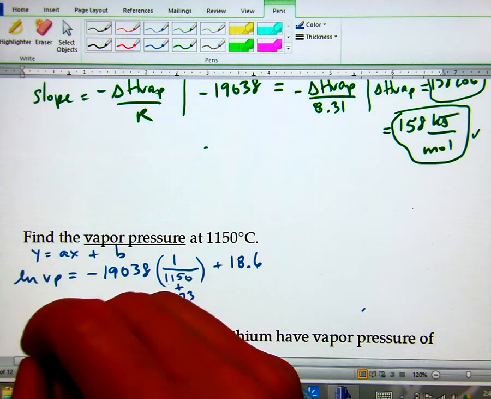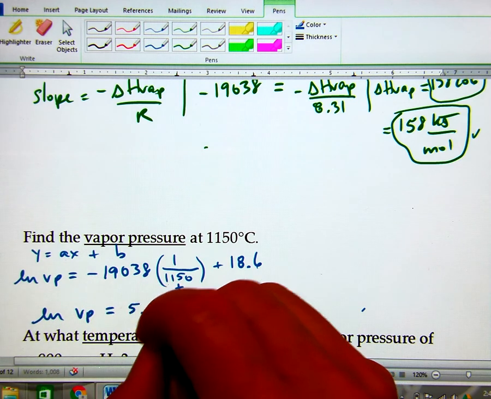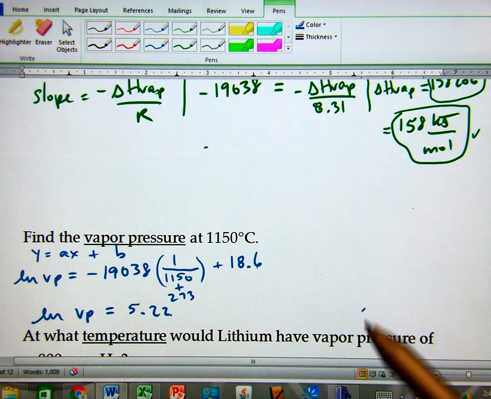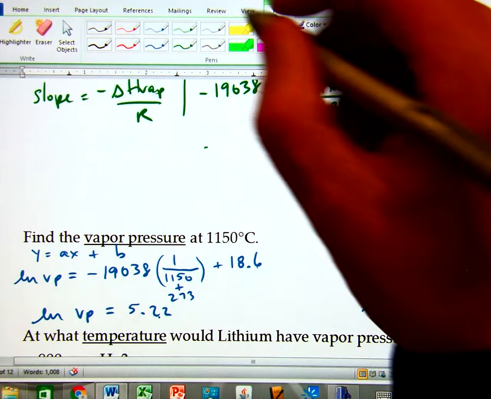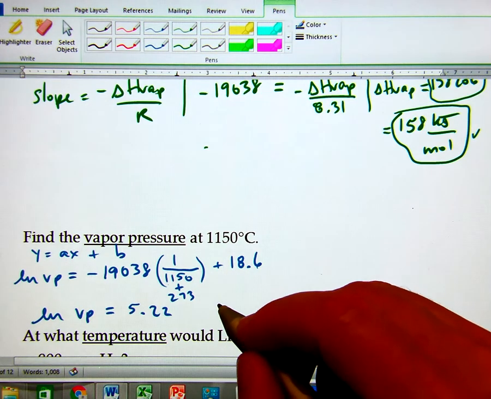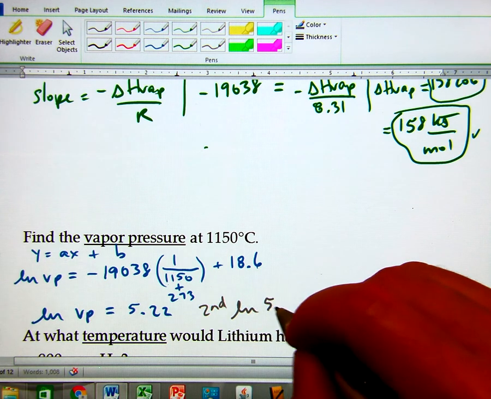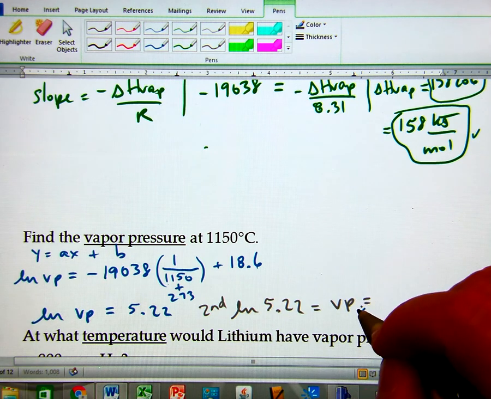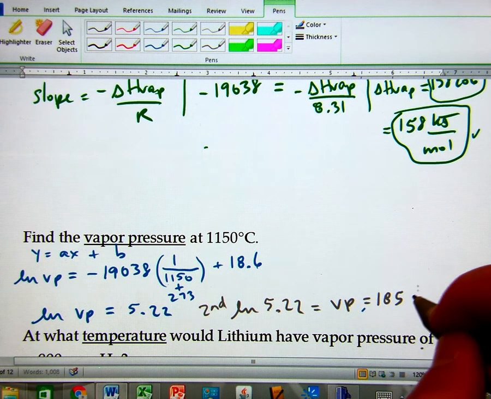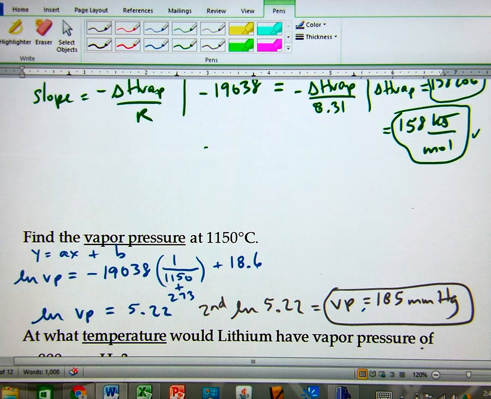So what you're going to have when you do all that math on the right is the ln of Vp equals 5.22. And then what you have to do is you have to take the inverse ln of 5.22. Okay, so you have to use the second function of ln of 5.22, and that will equal the vapor pressure, which is equal to 185, same unit as before, which was millimeters of mercury. And that's going to be your missing vapor pressure, 185.